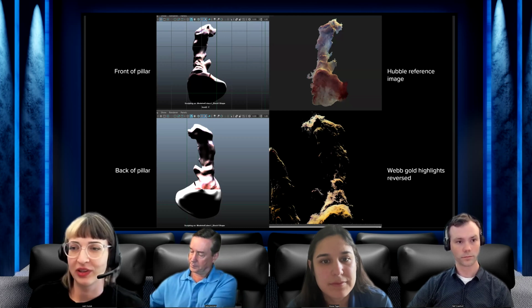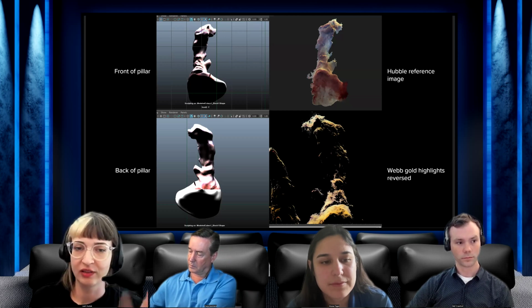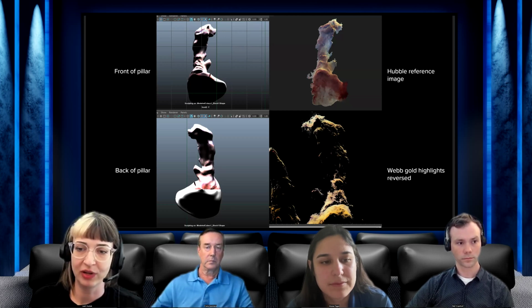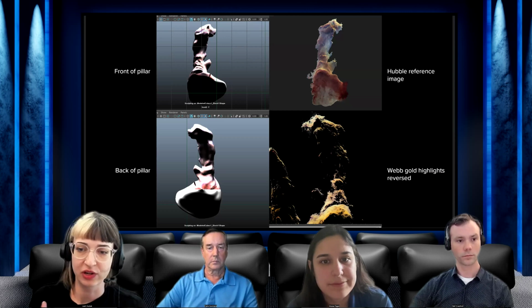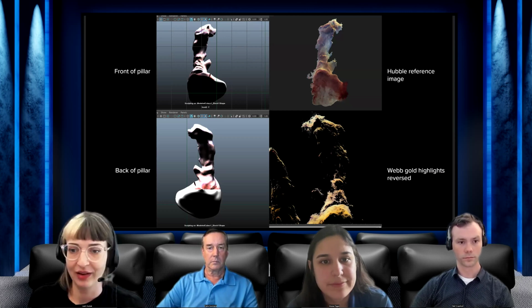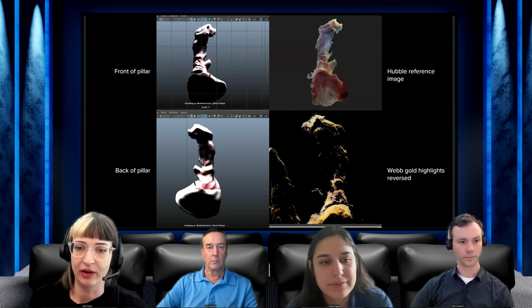Since you can see through the dense dusty regions using infrared, the very bright regions of the Webb image are actually where the energy from the stars is interacting with the nebula on the back. So we use the Hubble image to sculpt the front of P1A and then use the bright yellow areas from the Webb image to sculpt the back.